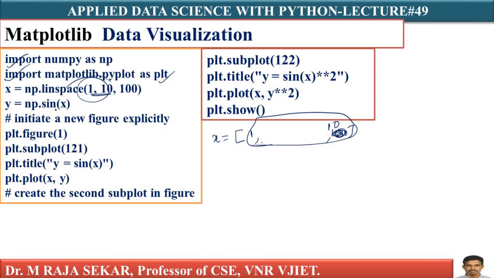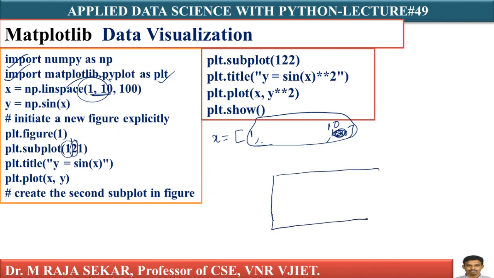y = np.sin(x). For each x, I will get y. Therefore, (x, y) is an ordered pair, a point. How many points can I have? I can have 100 points. plt.figure(1), plt.subplot(1, 2, 1). What does 1, 2, 1 mean? 1 is the row number, 2 is the column number. How many rows are there? There is only one row.